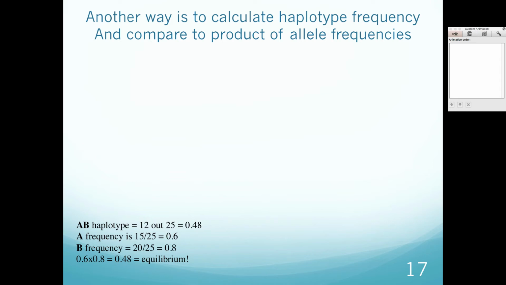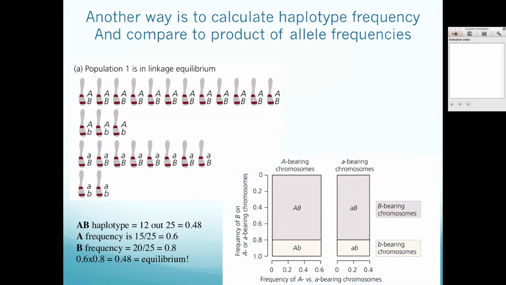Another way to do this that is perhaps a little bit conceptually easier is to get the allele frequency for big A and get the allele frequency for big B. So there's a total of 25 chromosomes here, and big A occurs on 15 of them. So the big A frequency is 0.6. Big B occurs on 20 out of 25 of these chromosomes. So its frequency is 0.8.